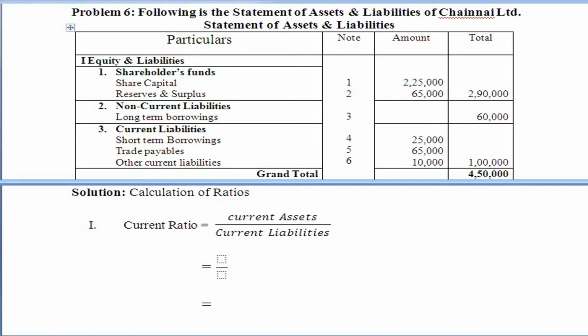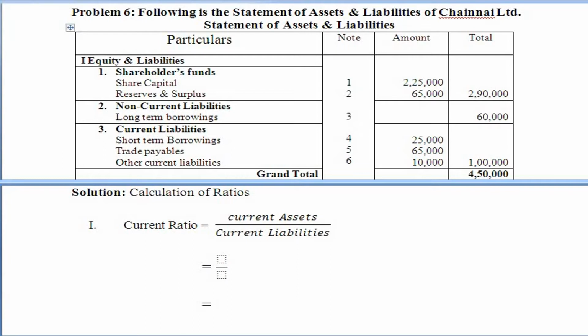In today's class, we are going to solve a combined problem on liquidity ratios and solvency ratios. This problem will come for 15 marks. Problem number 6. Following is the statement of assets and liabilities of Chennai Limited. And this is the balance sheet, or statement of assets and liabilities, of Chennai Limited.